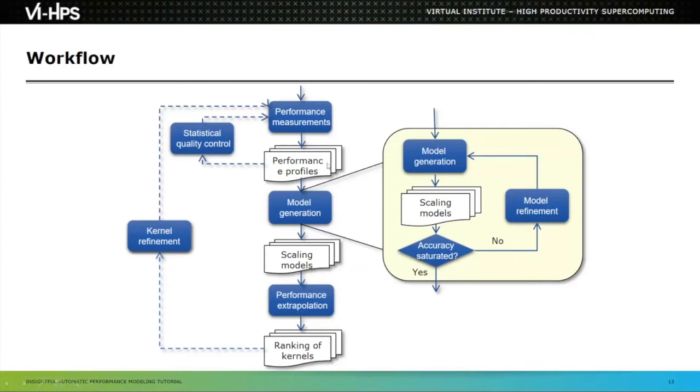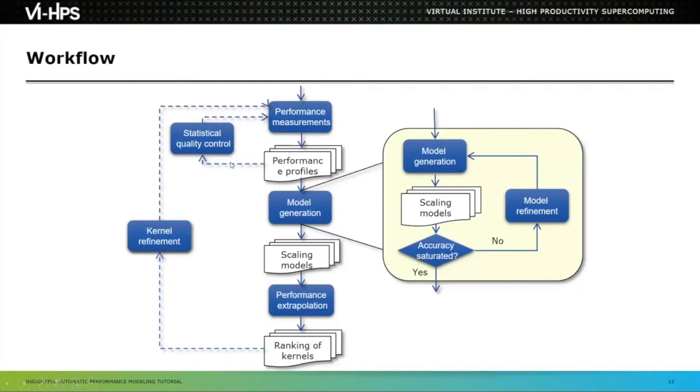Then we usually have our performance profiles. Performance profiles we call basically just the recorded measurements that come either from a tool like Score-P, I will go into that later, or maybe you recorded it by yourself, the time, just using MPI timers, for example. The first step then, what we can do with these performance profiles is we can do statistical quality control.